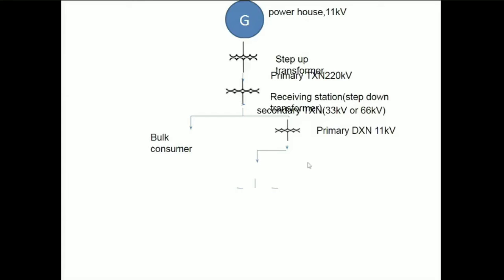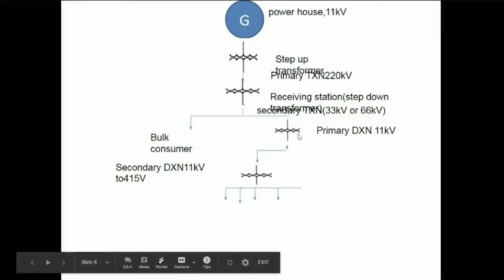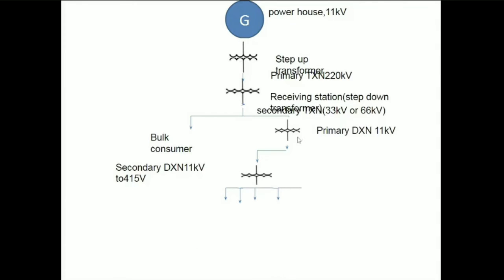Then this substation can feed a medium consumer, medium industry, or it can feed a distribution transformer also. So from this substation, 33 kV or 66 kV is stepped down to 11 kV at the primary distribution side. Then we are having the primary distribution section. It finishes at a transformer, step down transformer again.